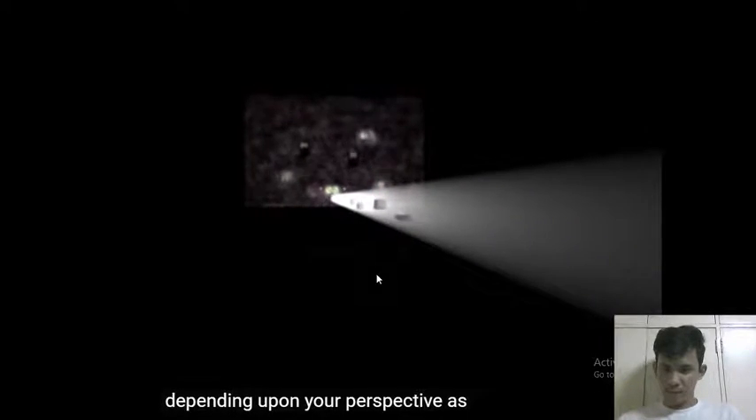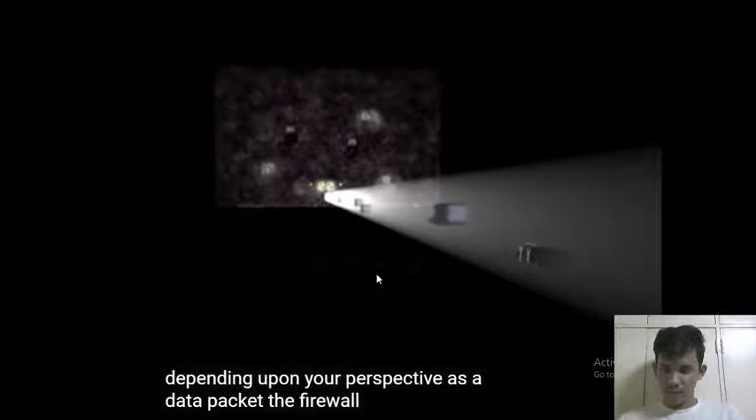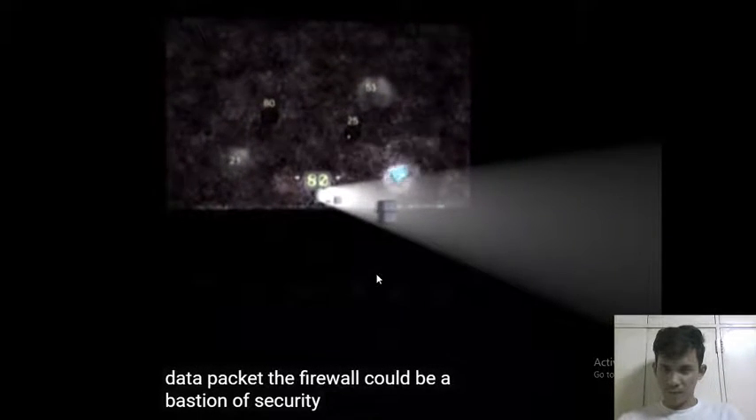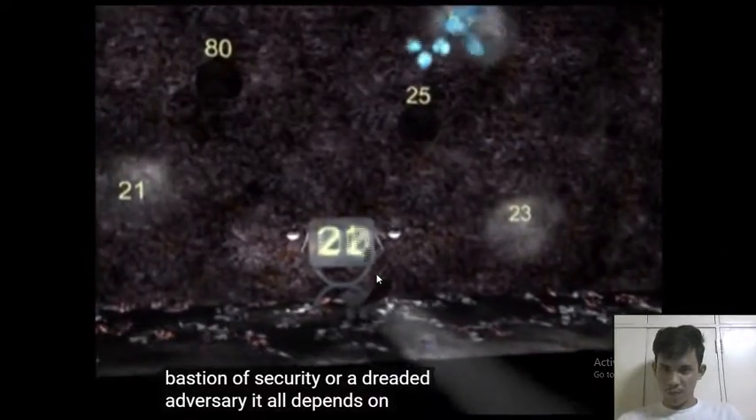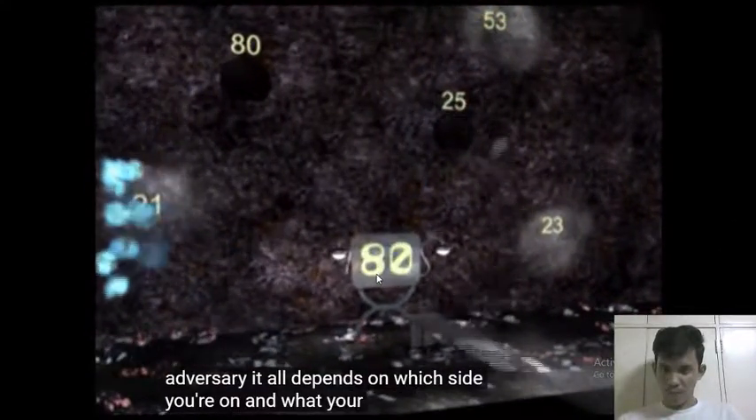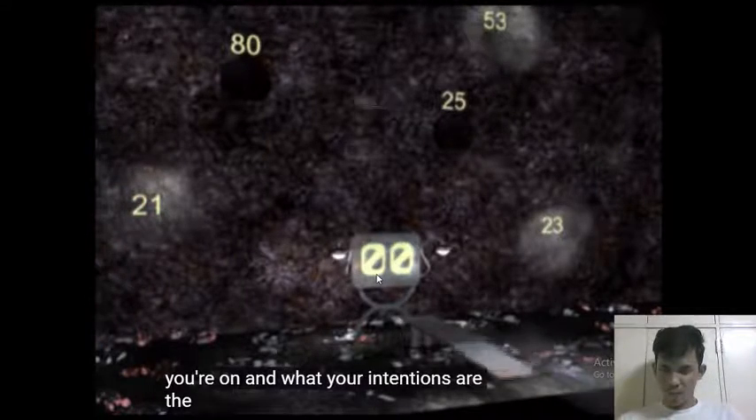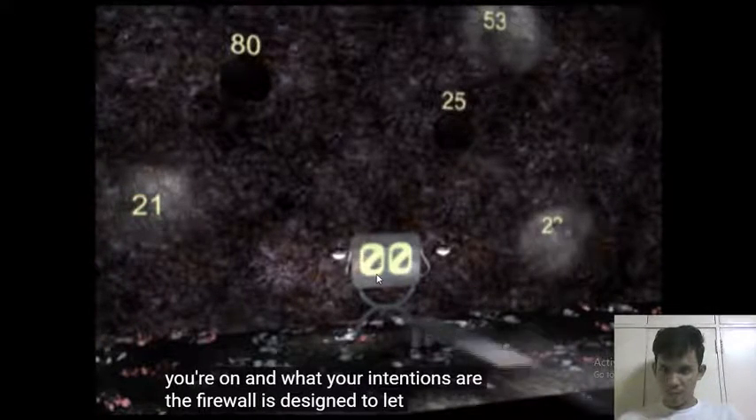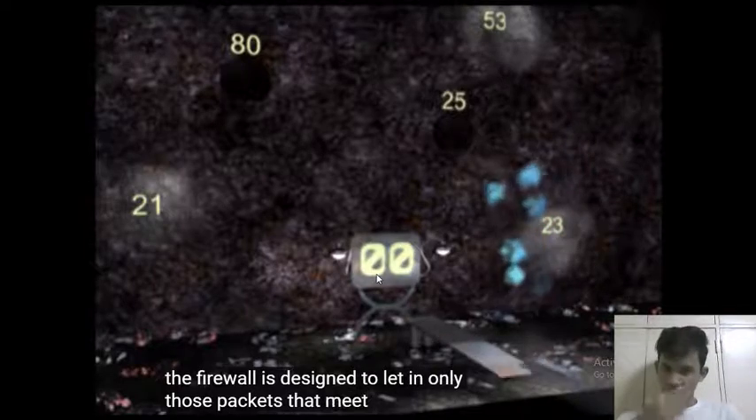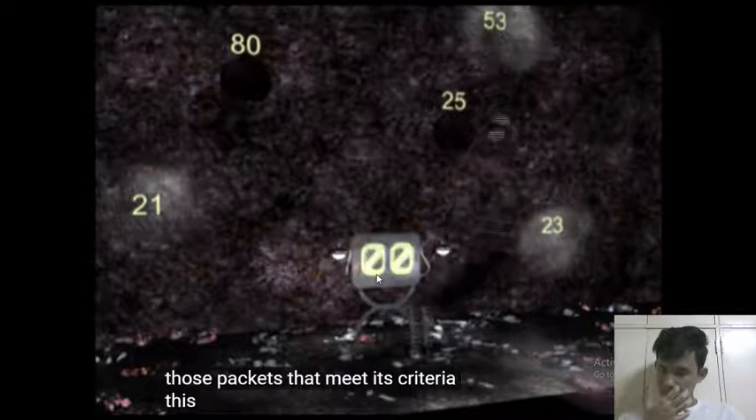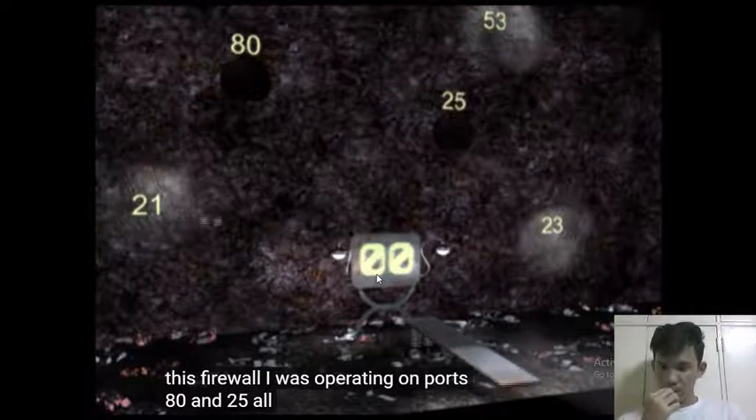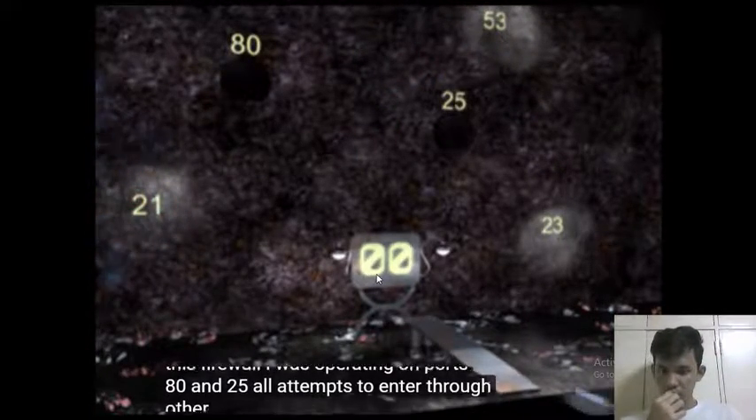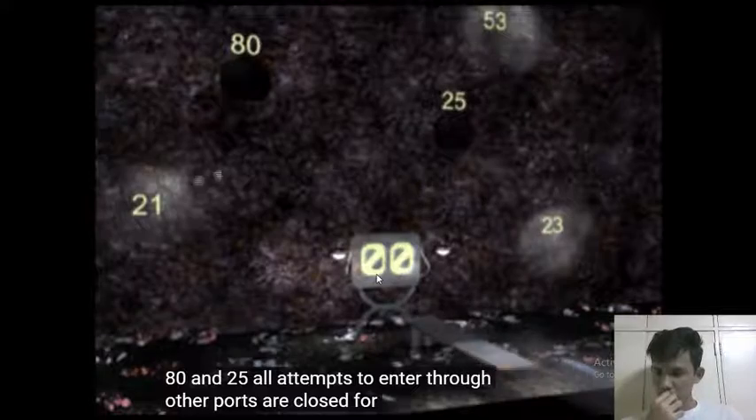Depending upon your perspective as a data packet, the firewall could be a bastion of security or a dreaded adversary. It all depends on which side you're on and what your intentions are. The firewall is designed to let in only those packets that meet its criteria. This firewall is operating on ports 80 and 25. All attempts to enter through other ports are closed for business.